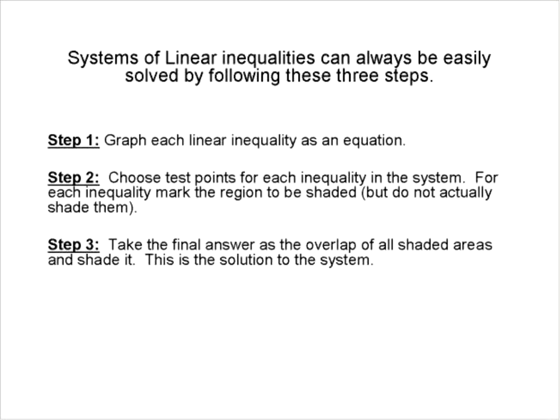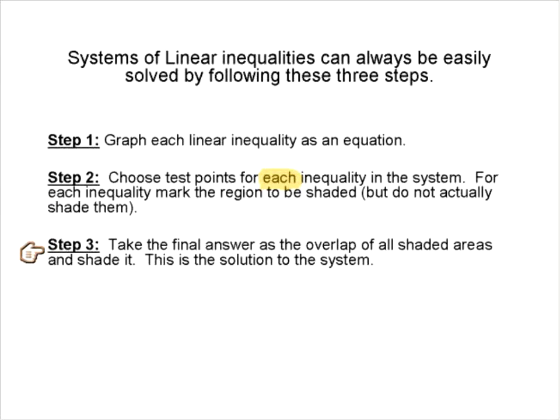So how do we do that? Well, these are the steps we followed. First thing I did is graph the inequality like an equation. Now that hasn't changed from one inequality to a system of inequalities. Step 2 is choose test points for each inequality, and that's the big thing to remember, that it's each inequality. So we're going to test each inequality separately. Once we have tested the inequalities and determined where they are, we're going to mark the region to be shaded, but don't actually shade them.